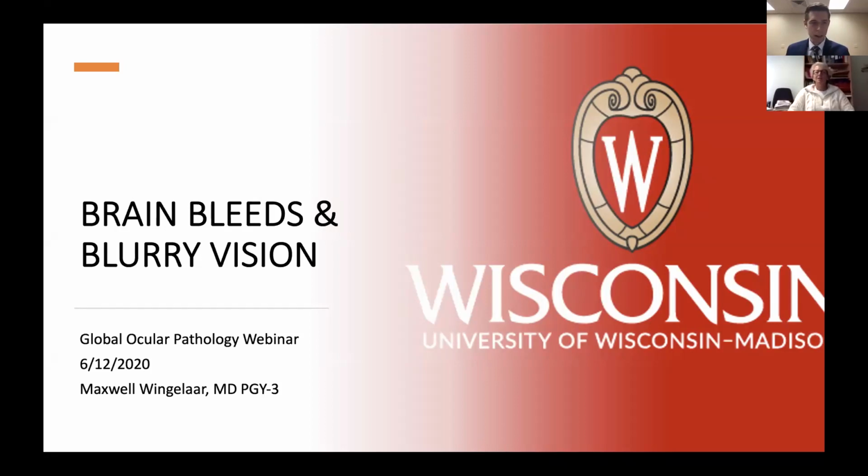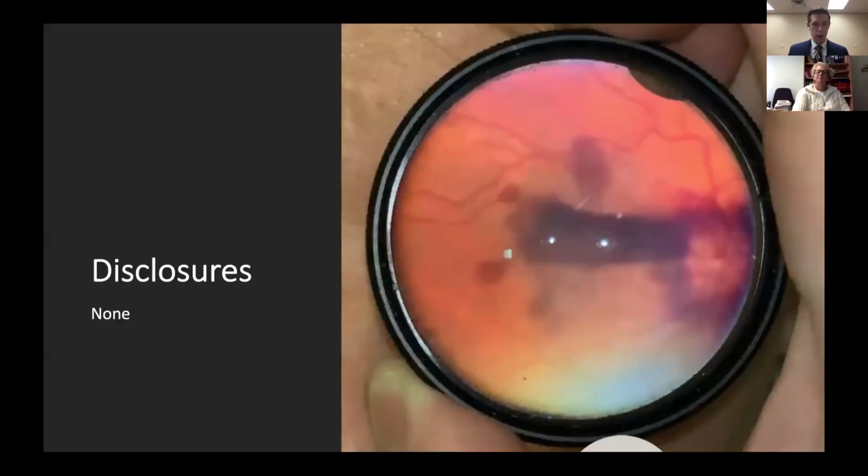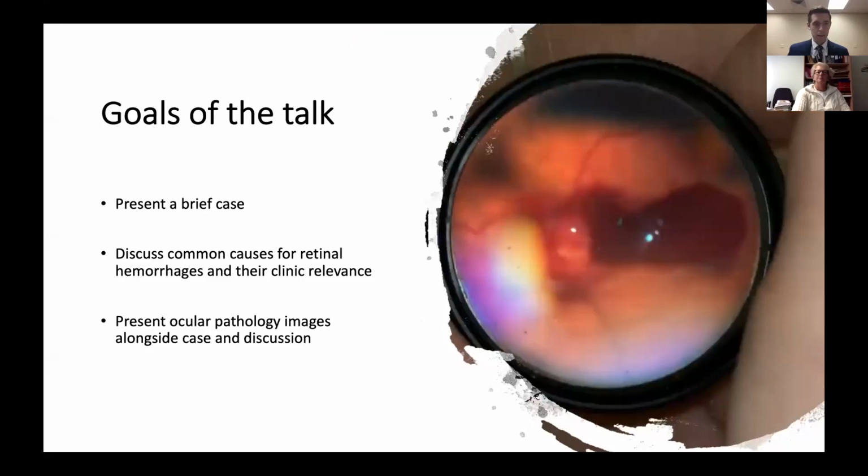So my topic is brain bleeds and blurry vision. So part of the blood and thunder of our presentation this morning. I have no disclosures, and I just threw in a couple of photos from my personal collection of handheld fundus photography. The goals of the talk: we're going to present a brief case, discuss some common causes for retinal hemorrhages and their clinical relevance to pathology, and then also present some pathology images alongside this case with hopefully avid discussion.